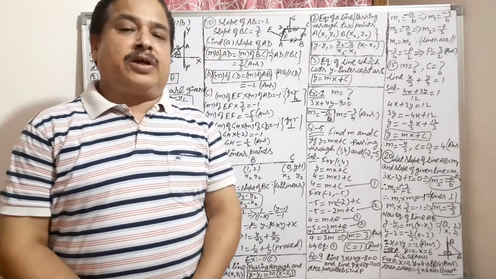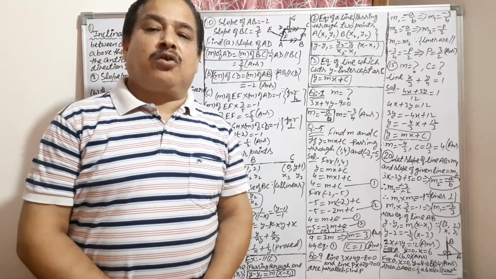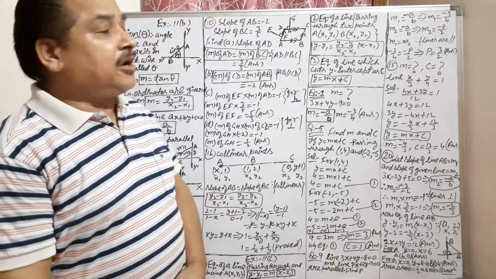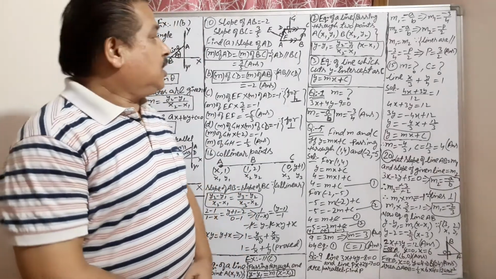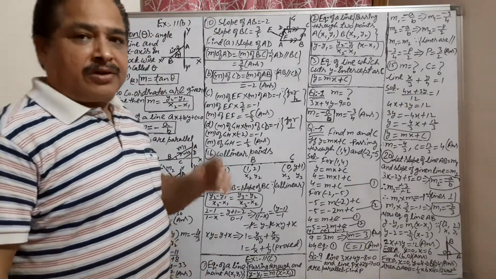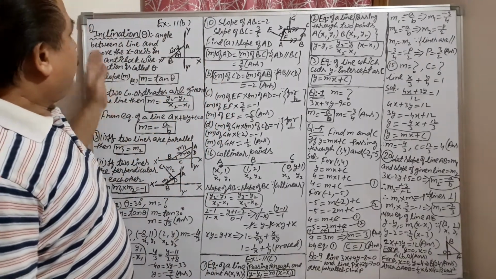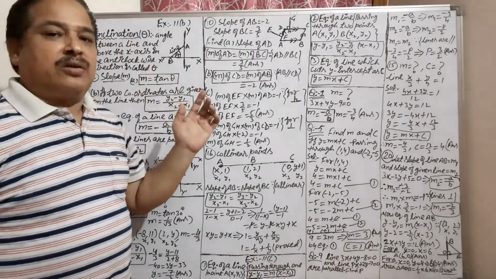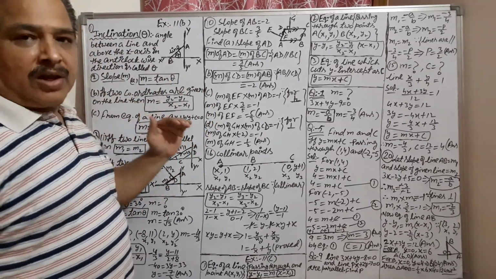Class 10. Today we are starting the remaining part of coordinate geometry. Last time we did the distance formula. Now today we are going further. See exercise 11B. First term, inclination. What is the inclination of a line?